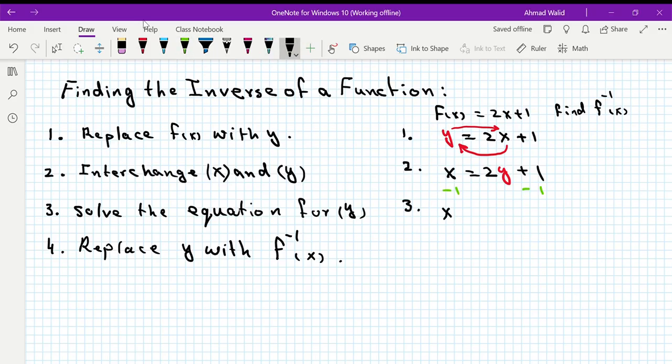Then I can write x minus 1 equals, these two cancel out, 2y. Now divide by 2. I can write y equals x minus 1 over 2.